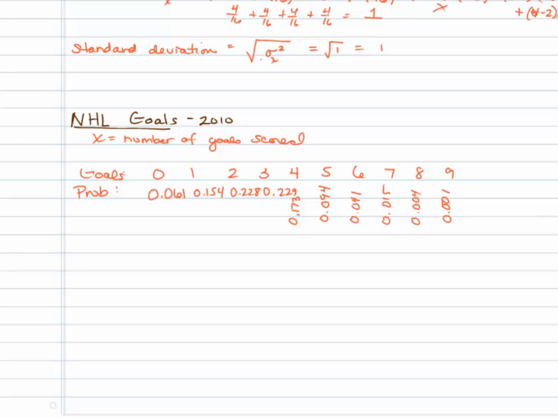Now, a lot of times it will say show it's legitimate. Which means, are all these numbers listed for the probability between 0 and 1? They can be equal to 0 or 1. And is the total 1? I believe the total is 1 when I added it up. Let me just double check. Yes, the total equals 1.